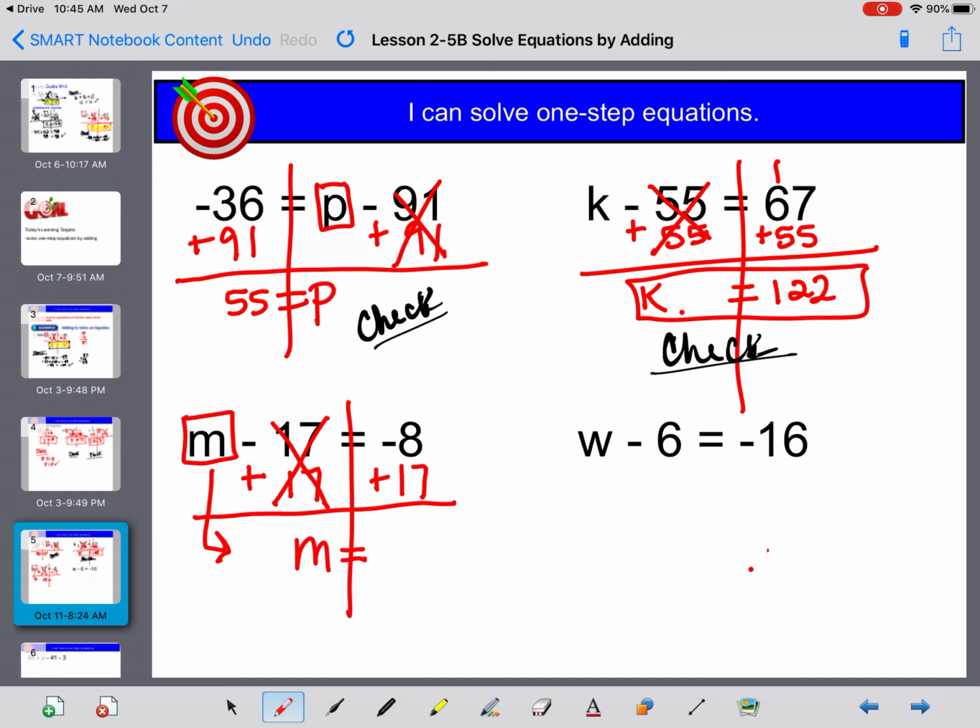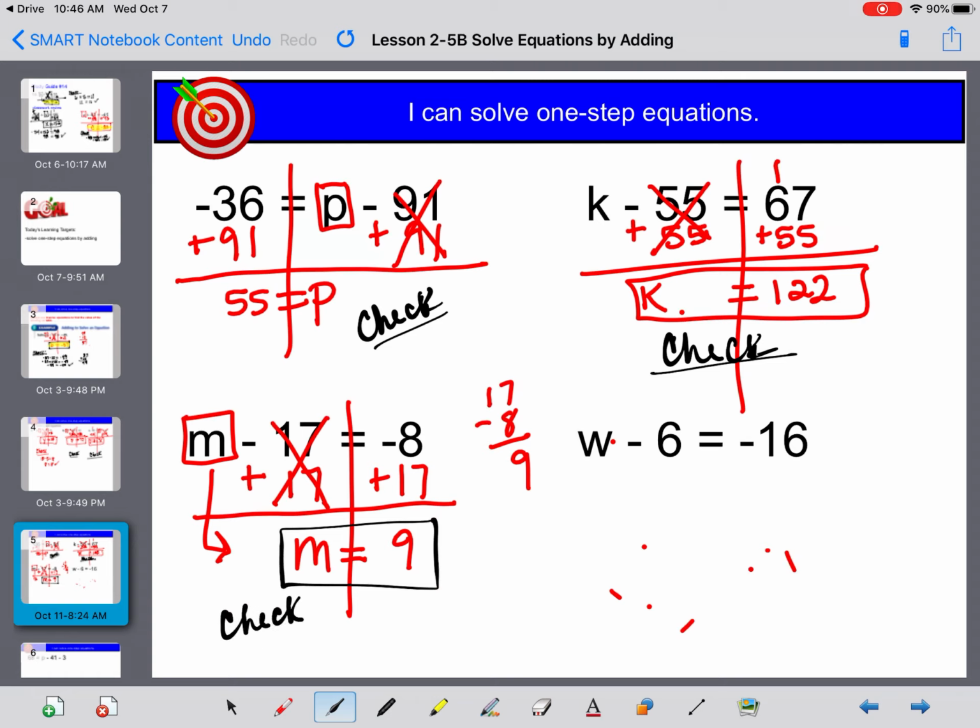How do I add numbers that have two different signs? The rule is to subtract the numbers and give the sign of the bigger absolute value. So when I subtract, I get 9, and it's positive because the 17 has the greater absolute value. Then I check my work by putting 9 into the original problem and seeing if that does equal negative 8, and it sure does. Next problem.